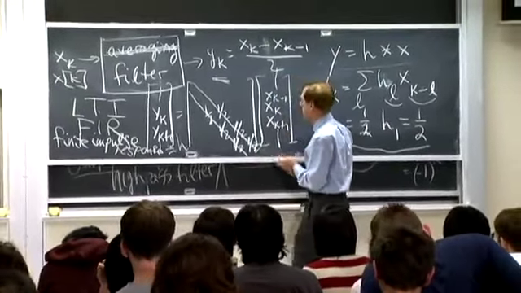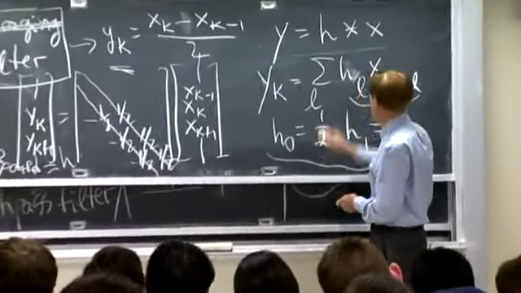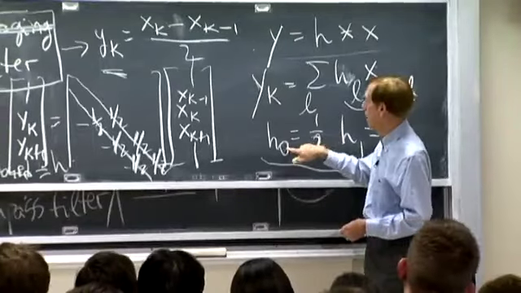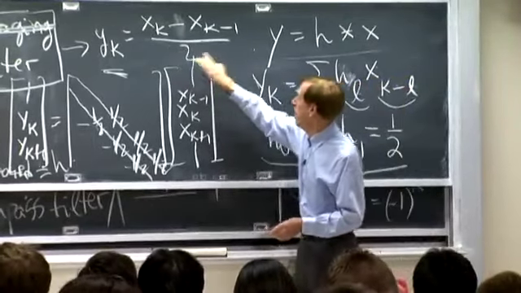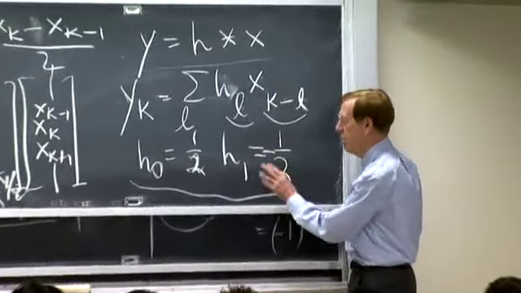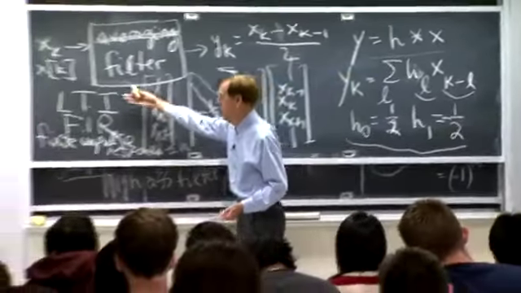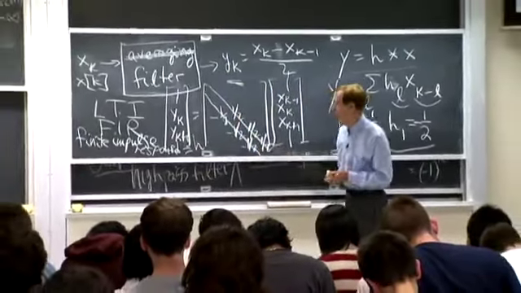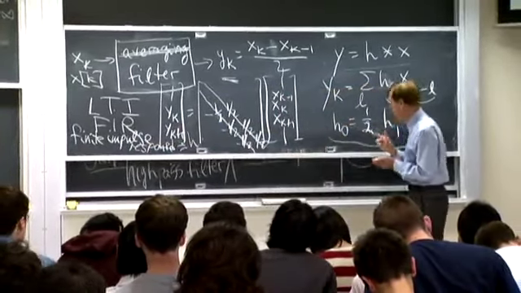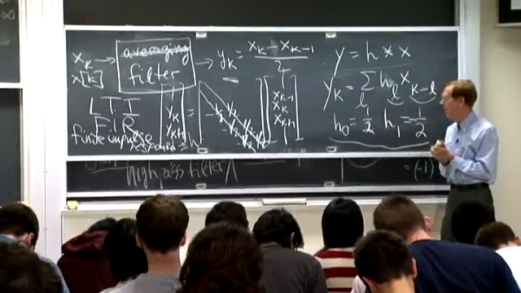Take the difference. Put minus a half on the subdiagonal. This is the same. This is also a convolution. But now what? H0 is still a half, but now H1 is minus a half. We're still convolving. It's still linear time invariant. That just means it's a convolution. It's still a finite impulse response. But the impulse response is now a half, minus a half.